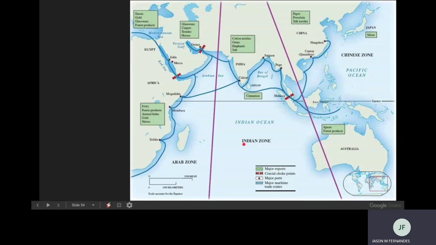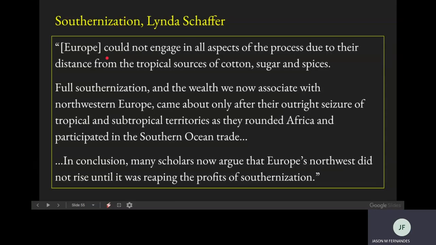So again, I would urge you to go back and read Southernization so you can get Lynda Schaffer's take on these different zones of influence, right? And what's coming out of them. That's a good review for this time period. Also go back and read your Marx too. So we'll end again with this same quote from Schaffer, where she's talking about why this period is important for understanding what happens in the future, right?